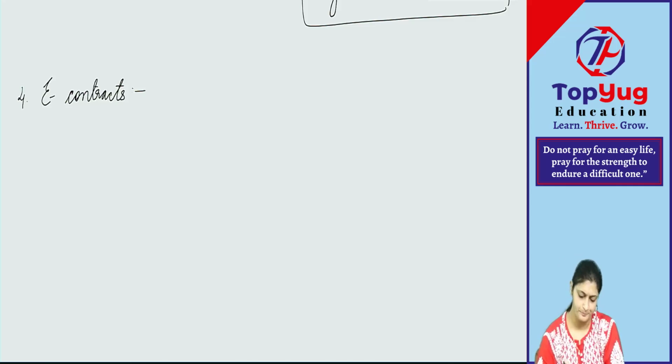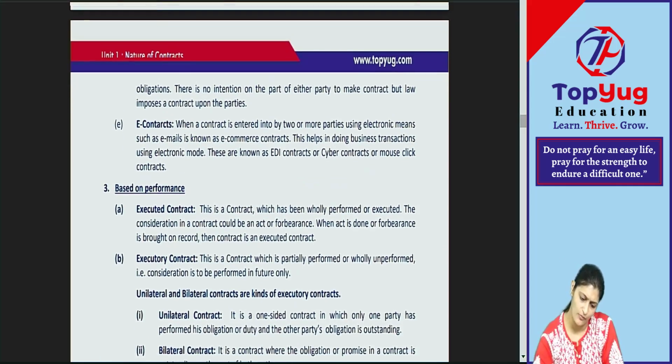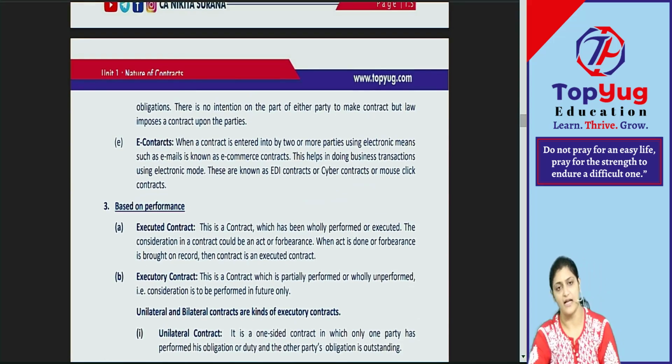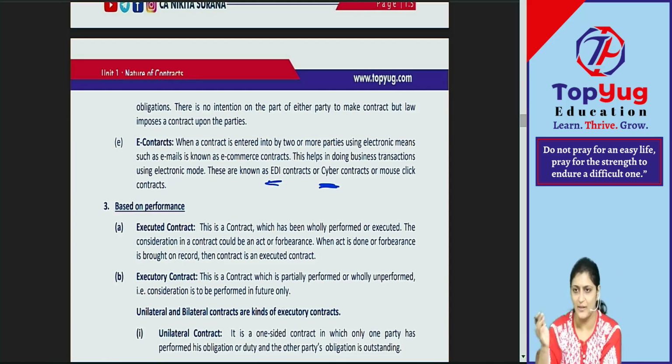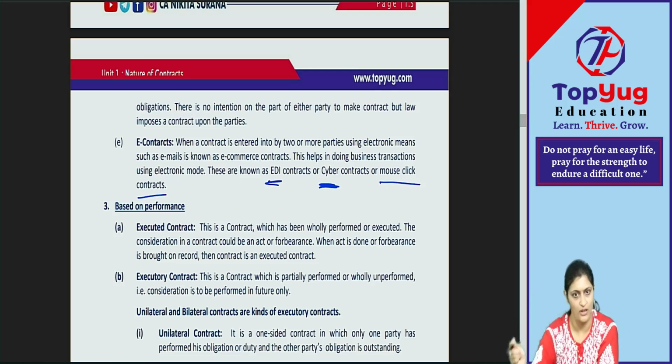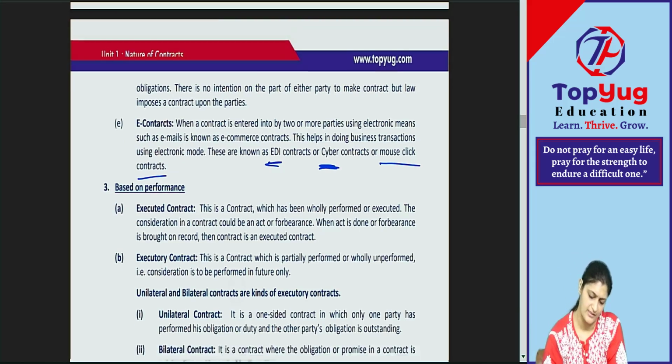E-contract. Okay. So other names for these types of contracts are electronic data interchange contract, that is EDI. What is the full form of EDI? Electronic data interchange contracts, or cyber contracts. Cyber is nothing but something which is related to your internet, electronic mediums. Mouse click contract. Mouse click means just you are clicking and the contract is entered. You are clicking yes, contract is entered. Submit, contract is entered. So that is nothing but mouse click contracts. Understood? Yes or no? So these are known as e-contracts.